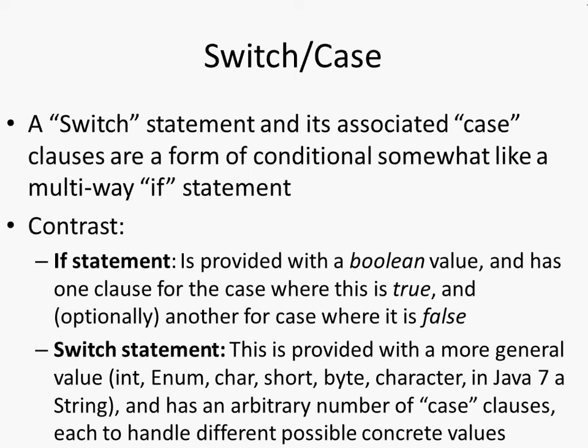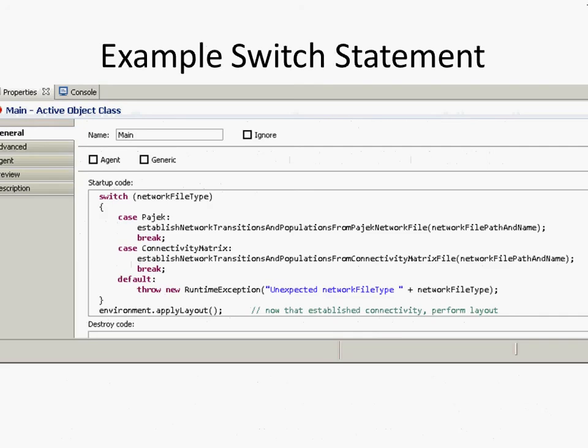Here's an example of one of my example models. So I ask, okay, what's the network file type? If it's a PIAC file, do this certain thing. If it's a connectivity matrix, do this other thing. Otherwise, say, I don't know how to handle this.